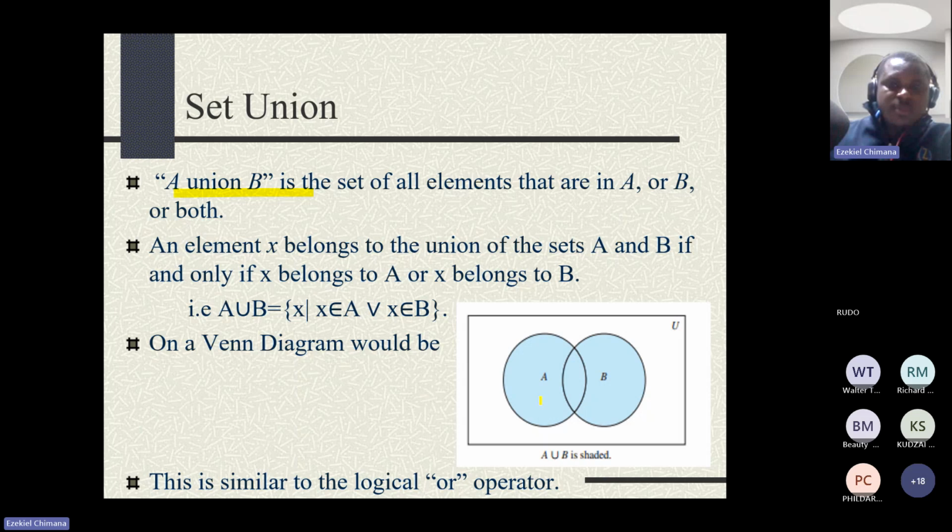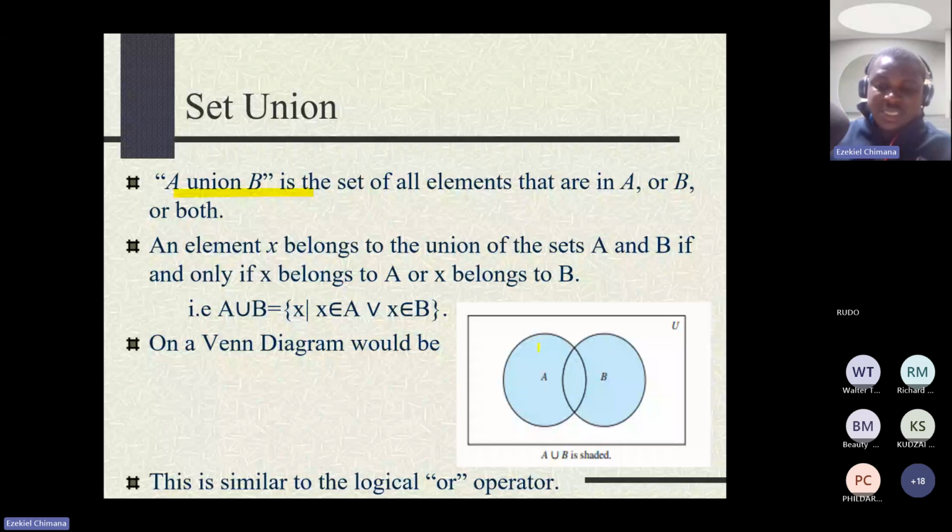That's the union. So if you are going to be asked of a set union, you take all the elements in A and all the elements in B. You do not necessarily need to repeat those elements which are at the intersection. Just write them once. So that's how you represent it on a Venn diagram.